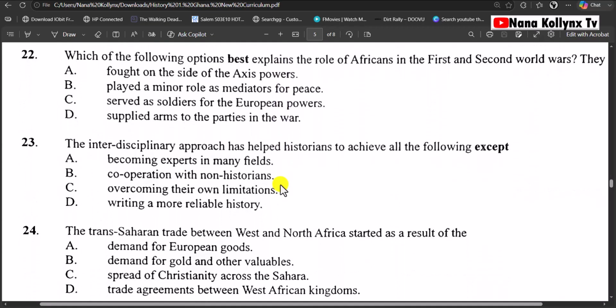Let's move to 22. Which of the following options best explains the role of Africans in the First and Second World Wars? 23. The interdisciplinary approach has helped historians to achieve all the following except. 24. The trans-Saharan trade between West and North Africa started as a result of the.